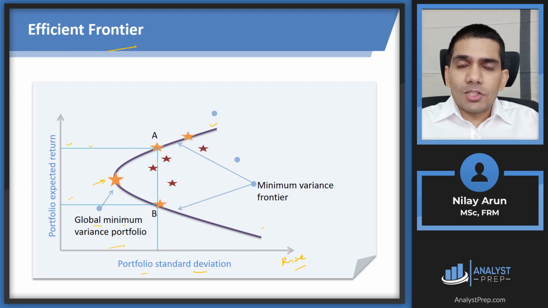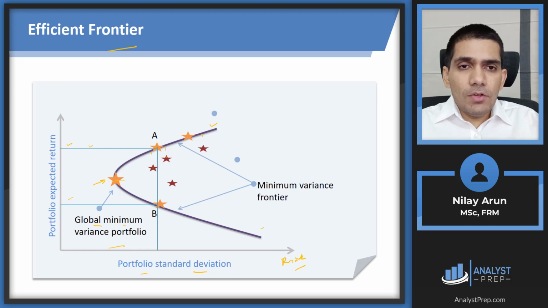Now, if we apply this concept to the entire minimum variance frontier, you can see that all of these red stars are inefficient, because for every single star, you can select another point on the upper side of the minimum variance frontier, which has a higher amount of return for exactly the same level of risk.